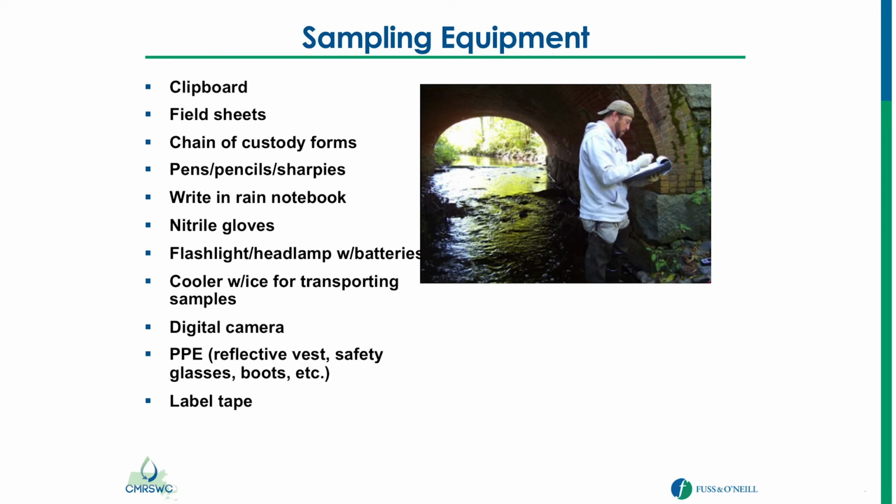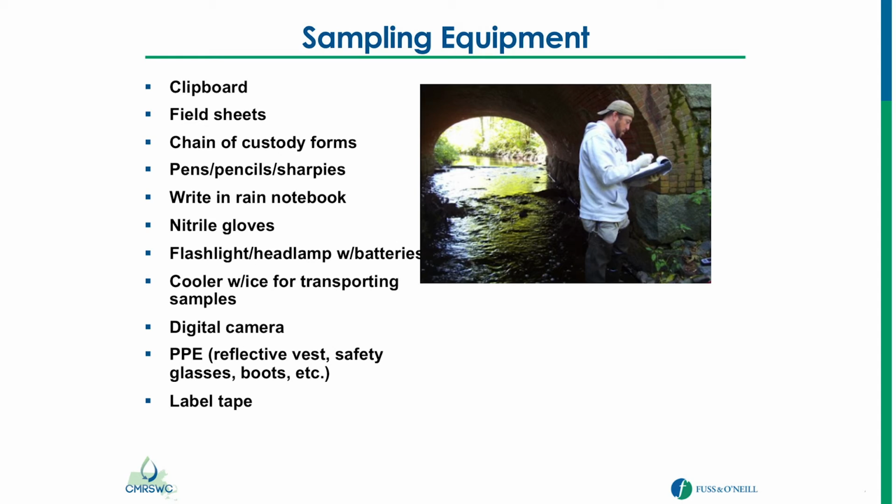So some of the sampling equipment that you may need when you're out in the field: clipboard, field sheets, chain of custody forms. So if you're delivering samples to a lab, or if you're taking your samples back to your own facility and somebody else is going to be handling them, you want a chain of custody so you can track who has had control of that sample from the time it was taken till the time it was analyzed. Pens, pencils, permanent markers for writing on sample bottles, filling out field sheets. Write in the rain notebook.